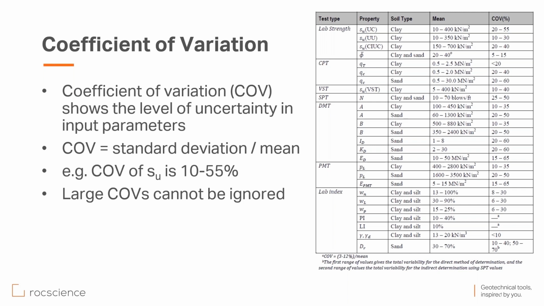For example, in this table, you can see that for undrained shear strength at the top, the range for the cohesion is from 10 to 55%. So let's assume you have a 55% variation in your cohesion. In this case, you cannot just rely on the deterministic analysis, and you have to consider the probabilistic analysis.